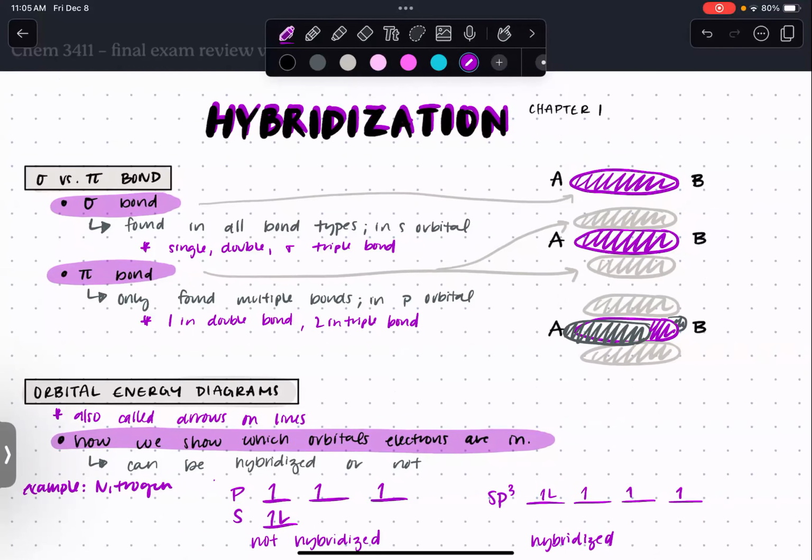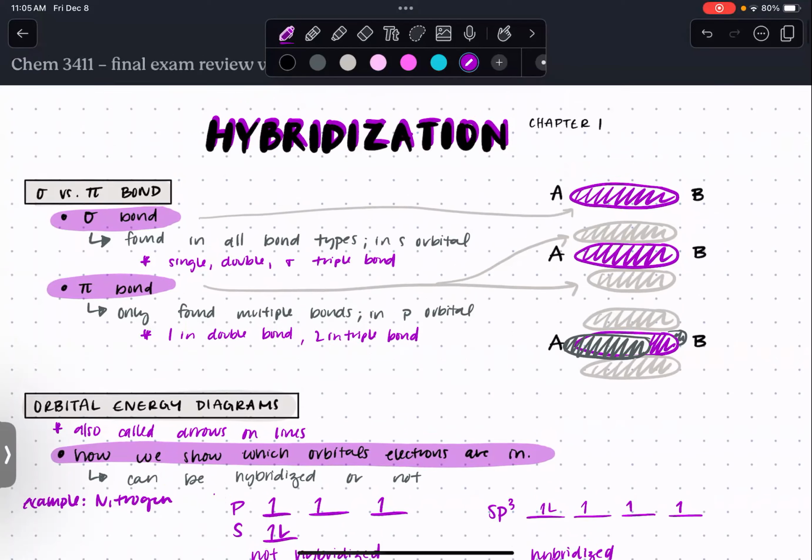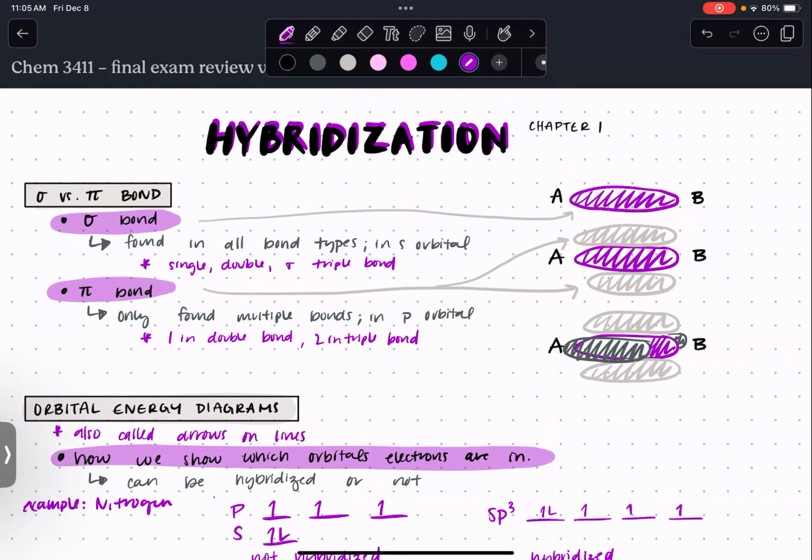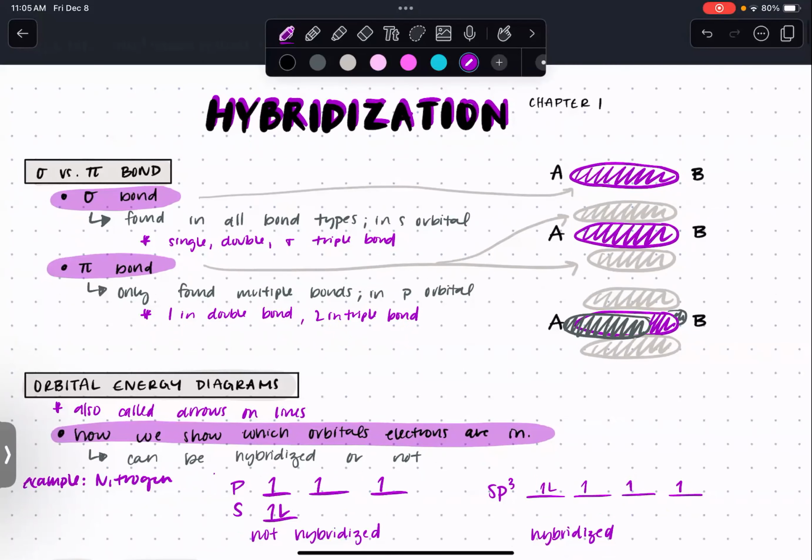So going all the way back to chapter 1, hybridization. Just a quick overview of the sigma bond versus the pi bond. A sigma bond is found in all bond types, and it's going to be in an s orbital. Single, double, and triple bonds will all have this type of bond. The pi bond is only found in multiple bonds, and that is going to be in a p orbital. In double bonds, there's going to be one pi bond. In triple bonds, there's going to be two.